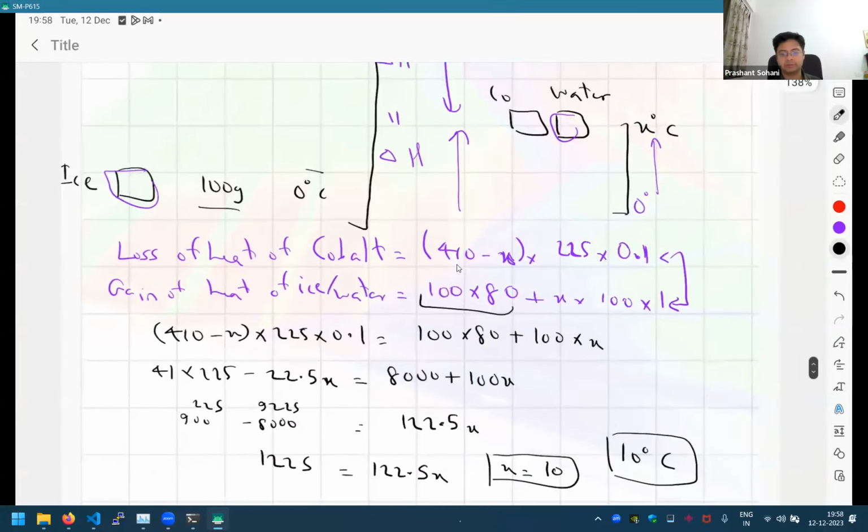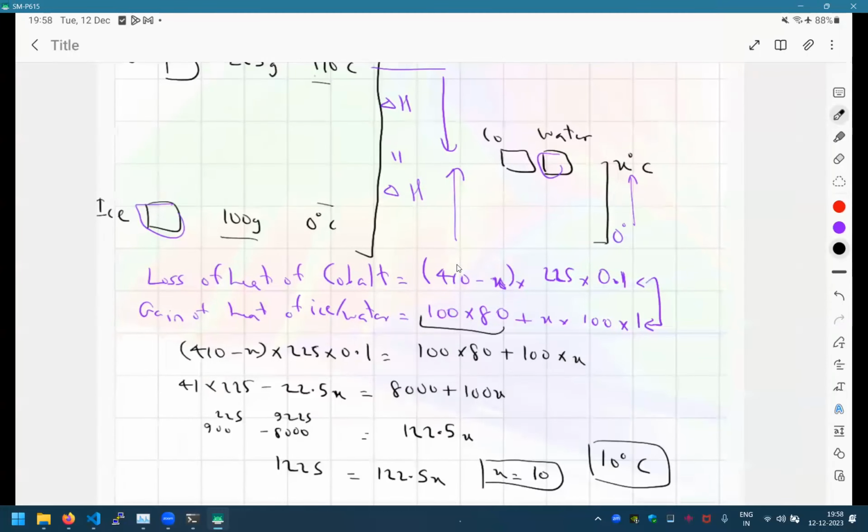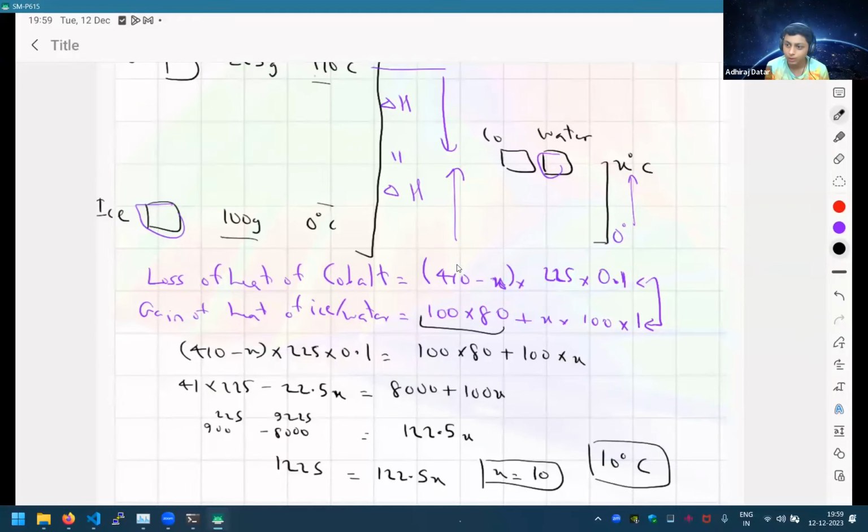I'll just wait for 1 minute. Sir, I have a doubt. Yes. If the temperature was more than 100 degrees Celsius, it would convert into steam. Do we have to take that also into account while we are calculating?